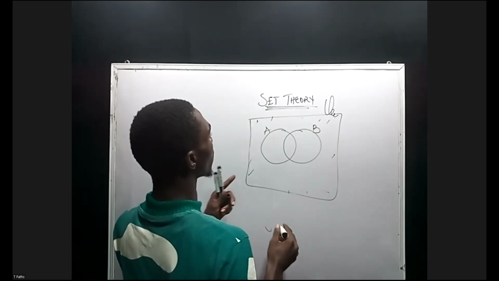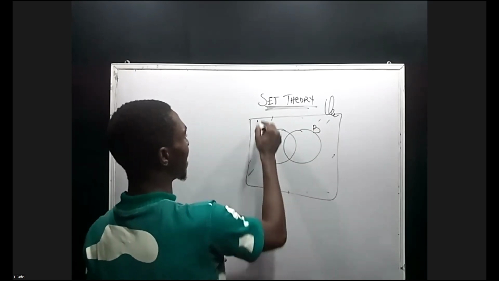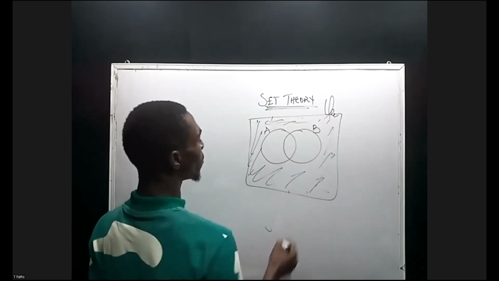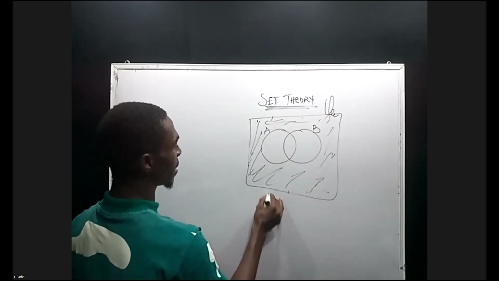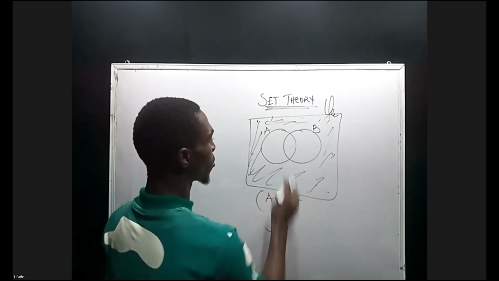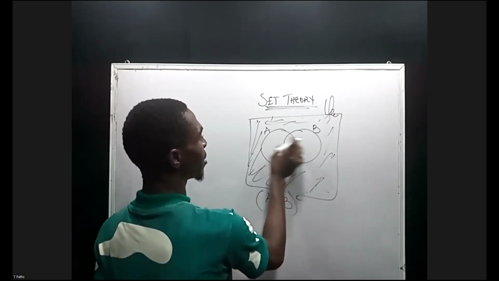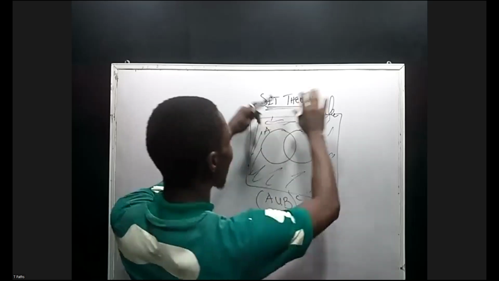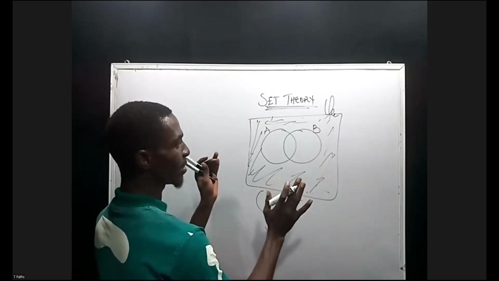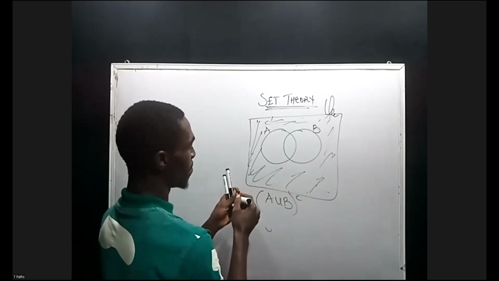You are looking for the complement of A and B. Then it is the shaded part outside here. So how do you write this? Using set notation, it is A union B, complement. Because this unshaded part is the union of A and B, and the outside is the complement of the union. So this is the answer to the Venn diagram on the board.